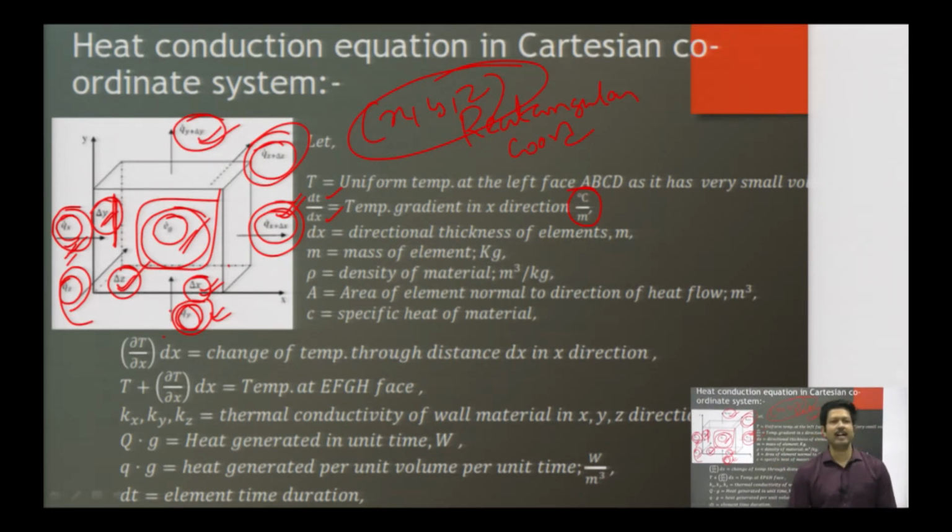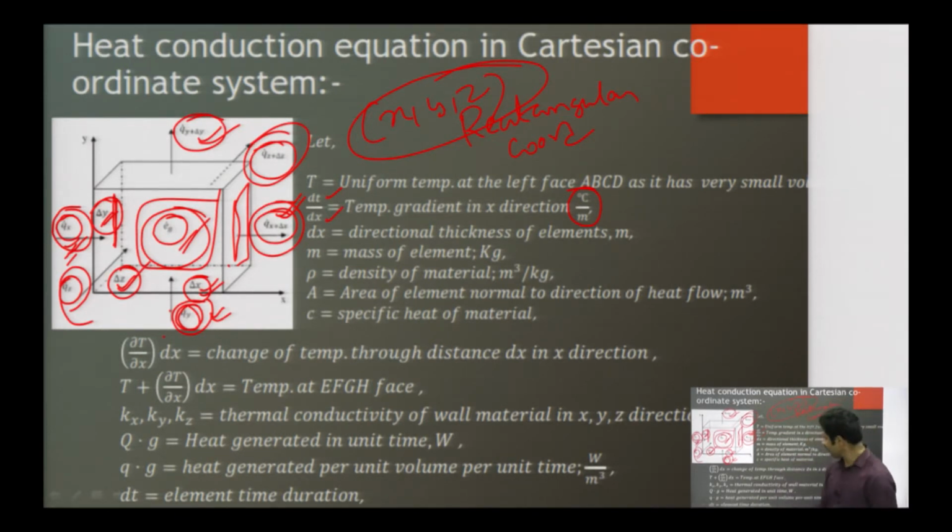Now the mass of the element in kilograms is m, rho is the density, and A is the area of the element normal to the direction of the heat flow. This area is normal to the heat flow. And then we have C, the specific heat of the material, in kilojoules per kilogram Kelvin, as we all know, it dates back to your physics classes from class 9th.